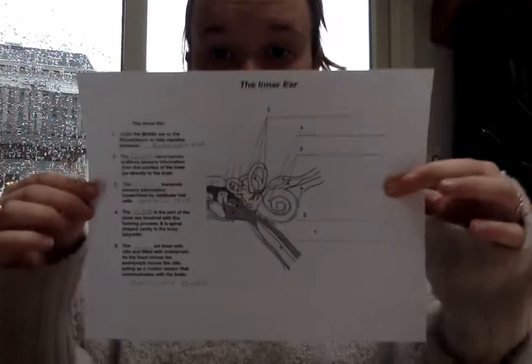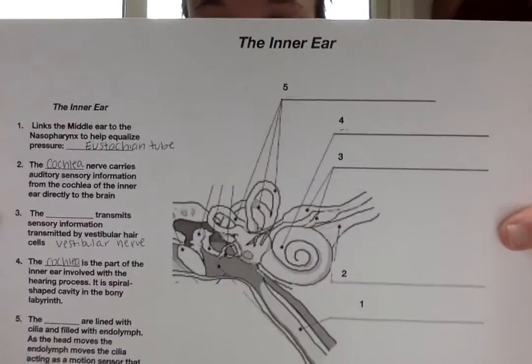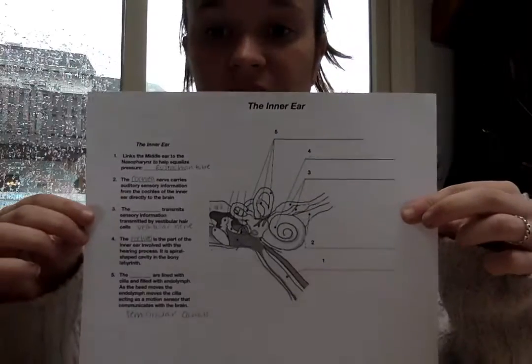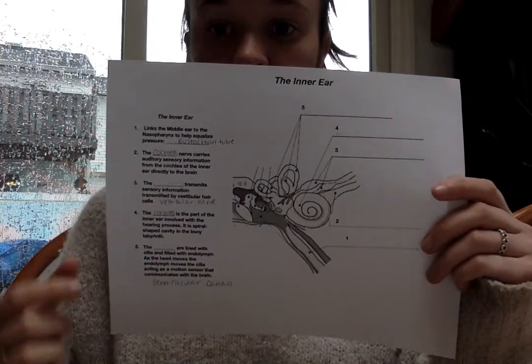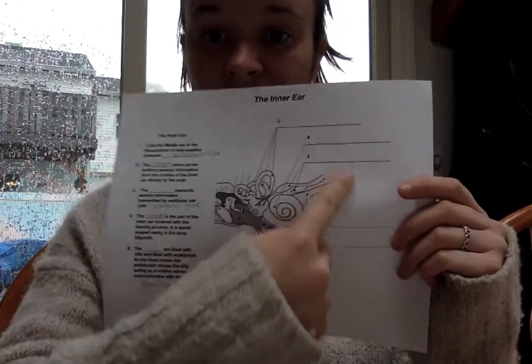For my teaching aid, I have decided to use two separate worksheets to help better understand the different parts of the inner ear. The first part of my teaching aid looks like this. It is labeled at the top, the inner ear, and is followed on this side with a series of questions that corresponds with the numbers on the diagram.